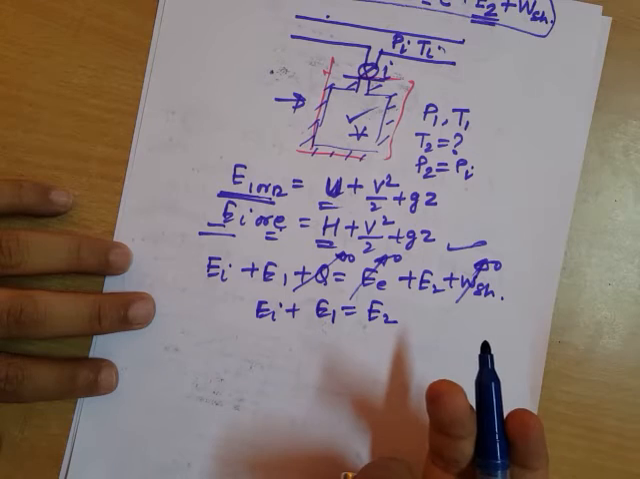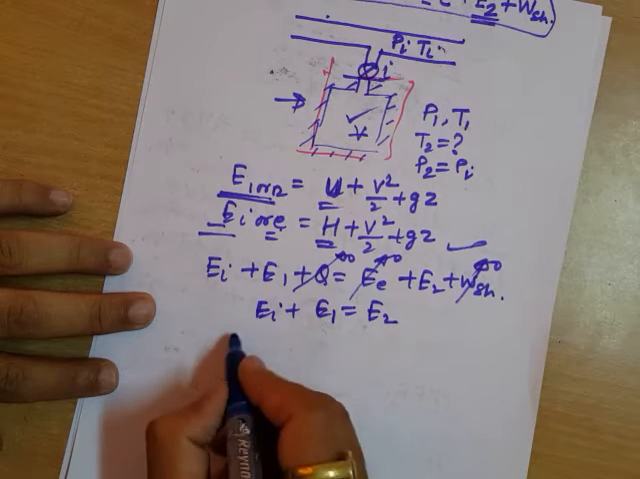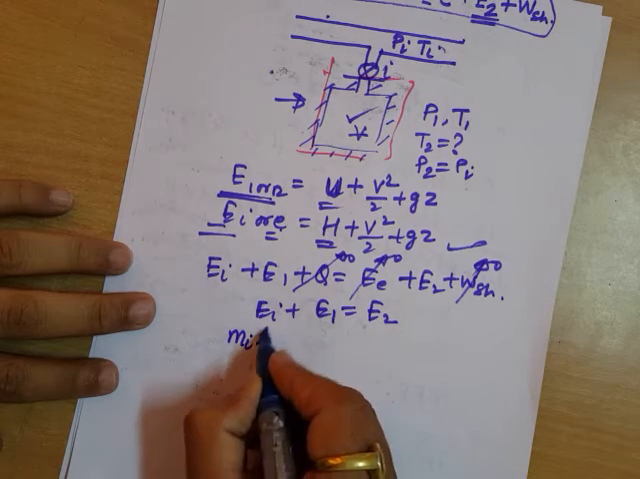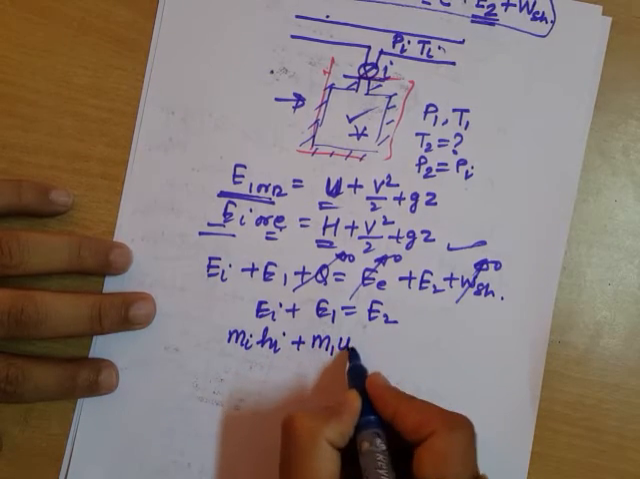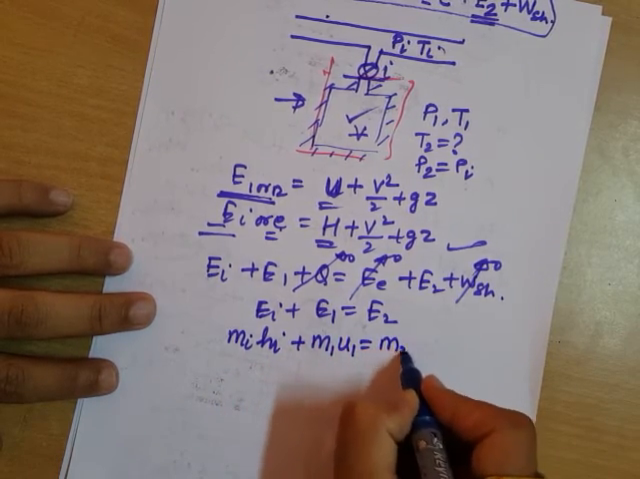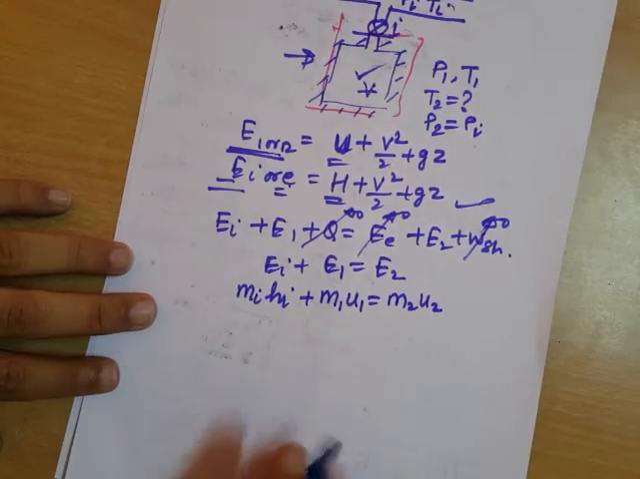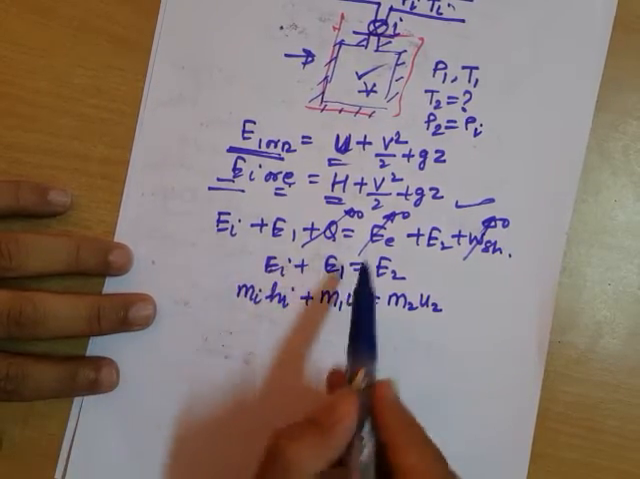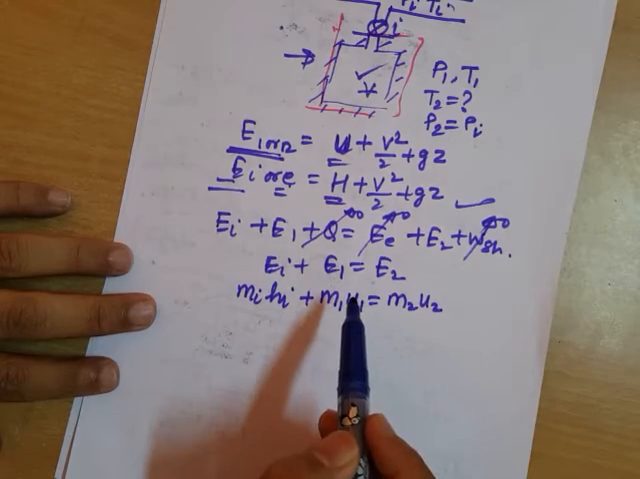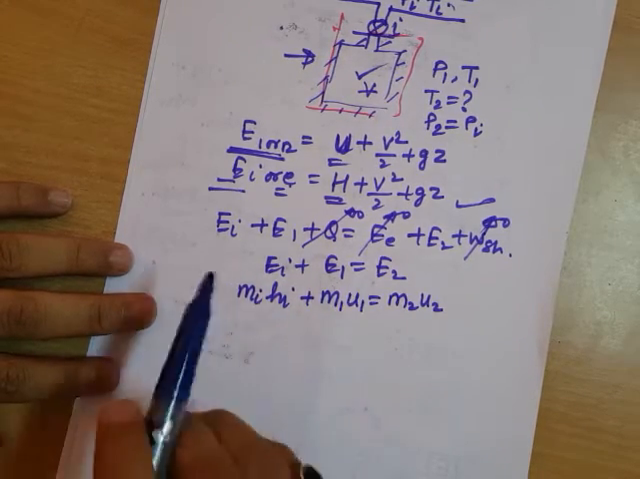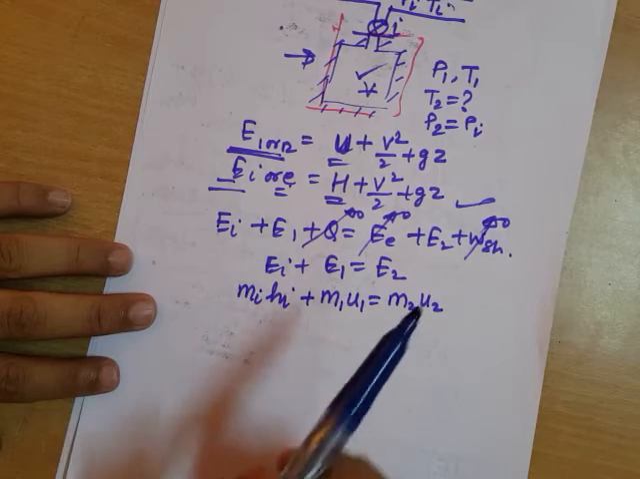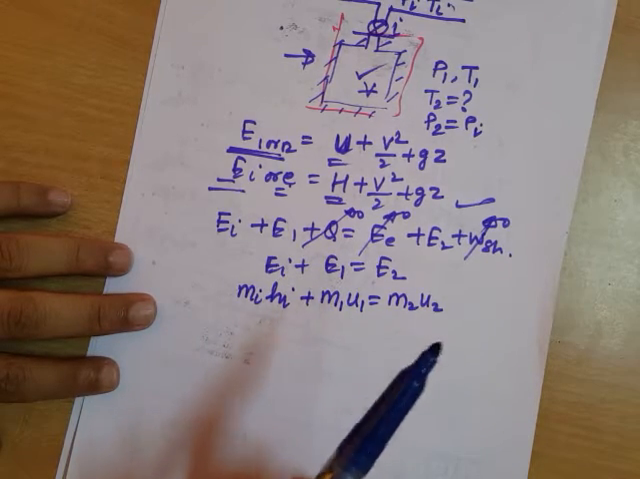If I neglect changes in kinetic and potential energy, I can write this as mass entering into Hi plus mass in the control volume at the start into U1 is equal to M2 U2. Now, before I start solving this energy equation further, remember one thing. Before you start solving any equation like energy equation or momentum equation, the first and foremost thing you should solve for is the mass conservation.